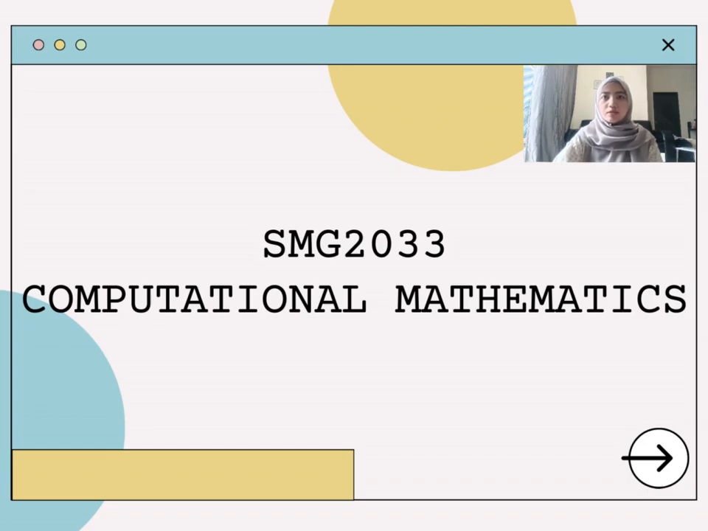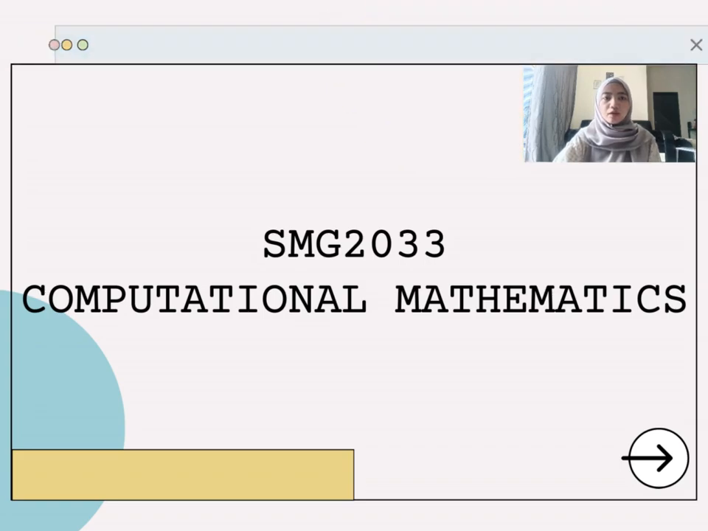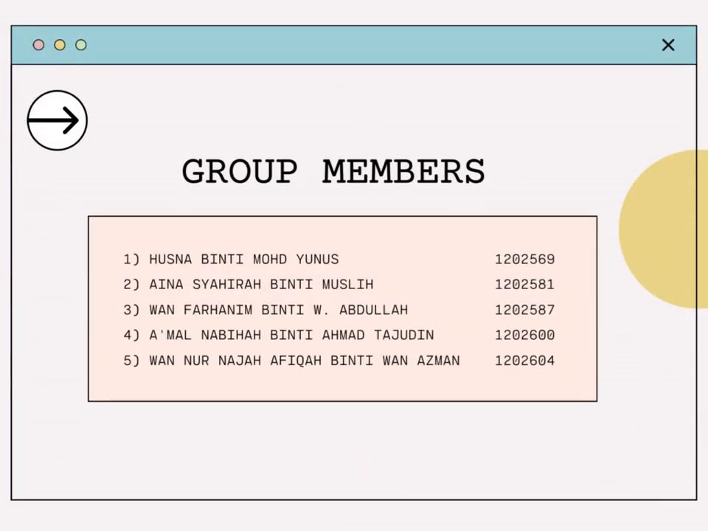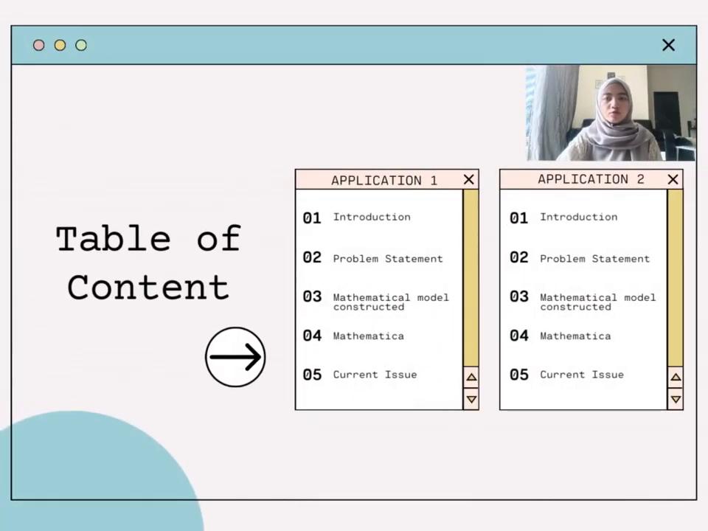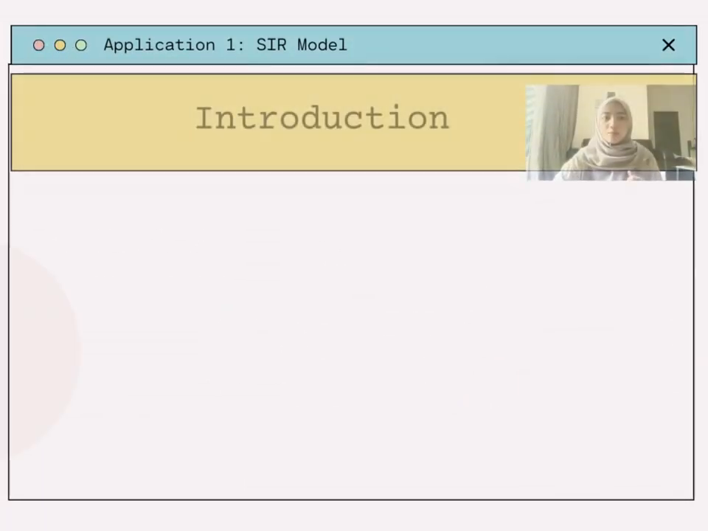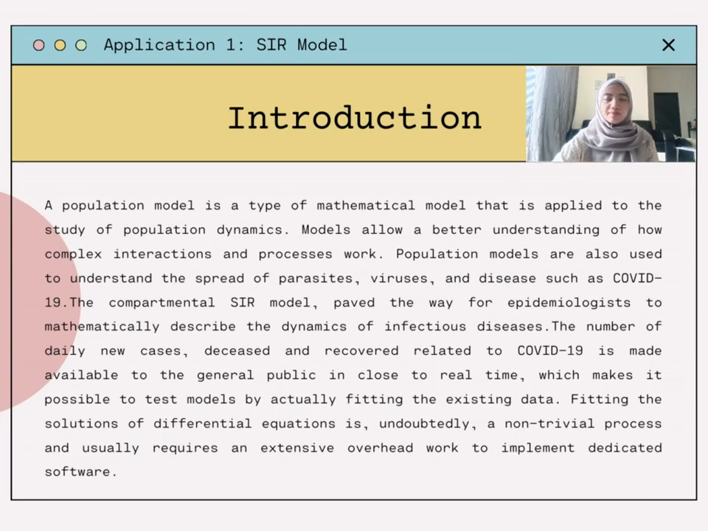So for today we will present the applications of computational mathematics in real life. Next, the table of contents, for both application 1 and application 2, which are the SIR model and the seismic model. We have the introduction, problem statement, how the mathematical models are constructed, application in Mathematica, and current issue. Application 1, the SIR model.